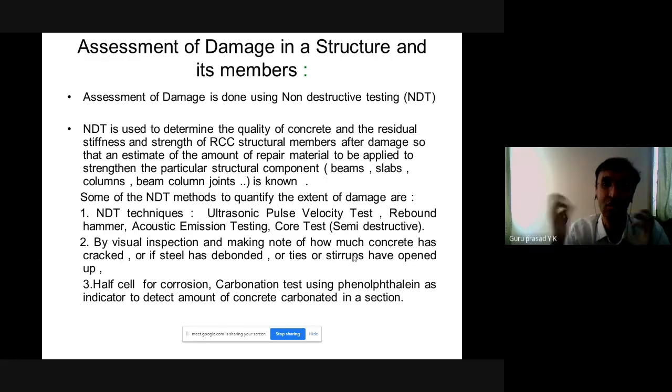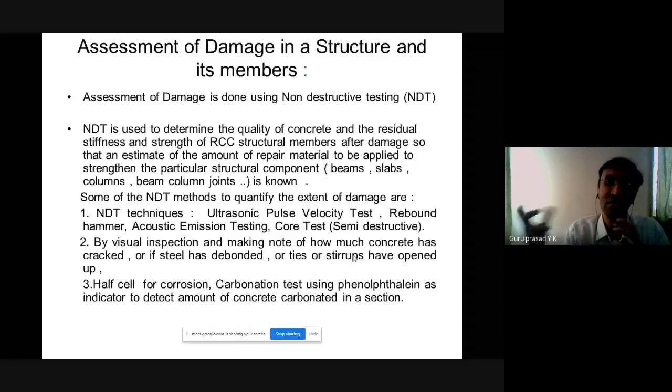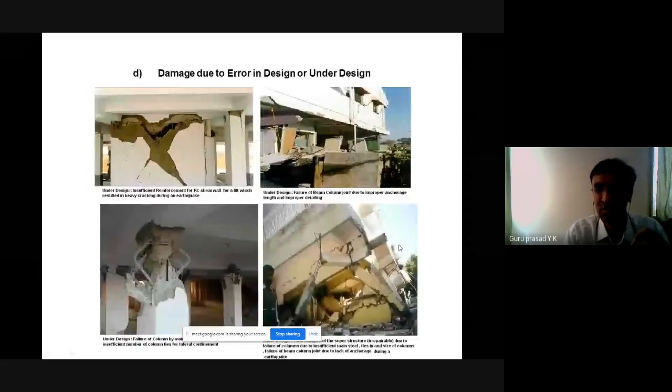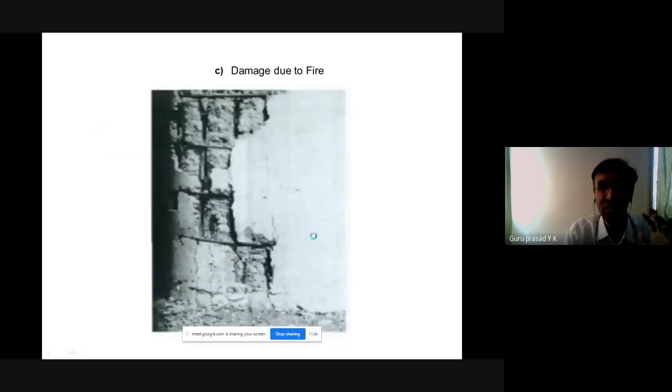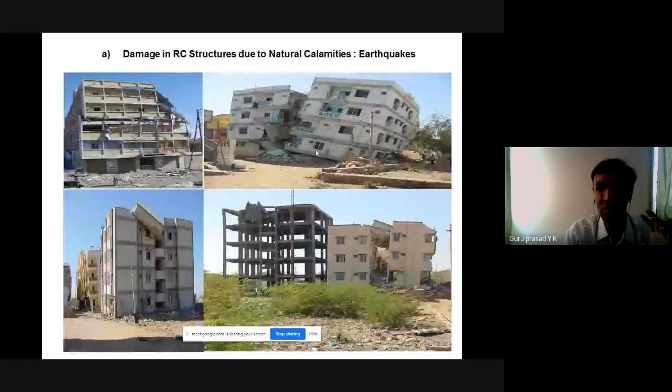If the damage is within repairable limits, I mean to say, if you do the assessment from NDT, you will get to know that if the damage is within the repairable limits, I can apply a repair or retrofit. If the damage is beyond the repairable limits, as you saw here in this case, this particular beam column joint has failed and a portion of the structure itself has come down, then it is very, very difficult to go for repair criteria.